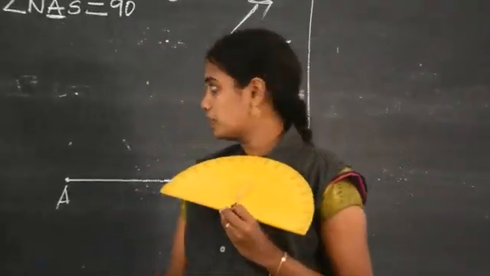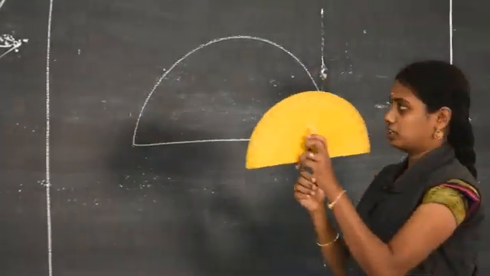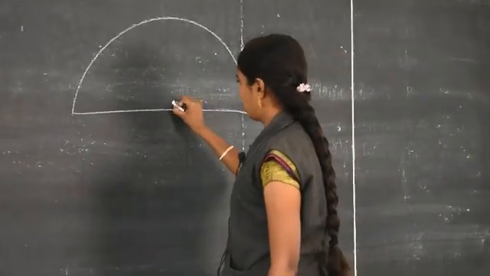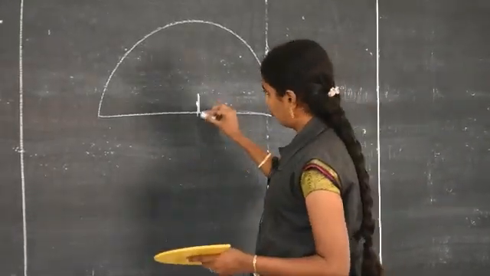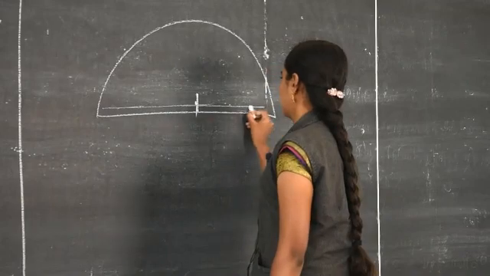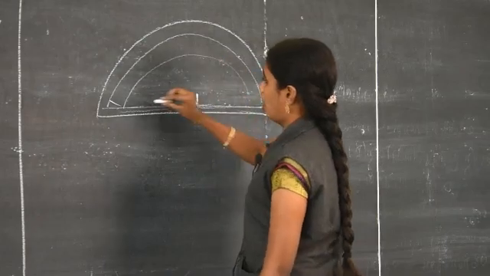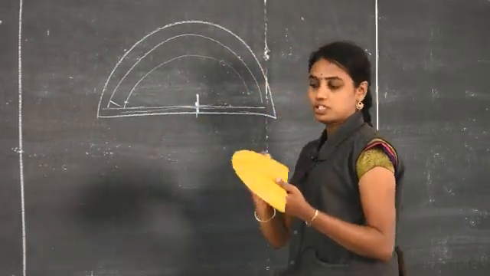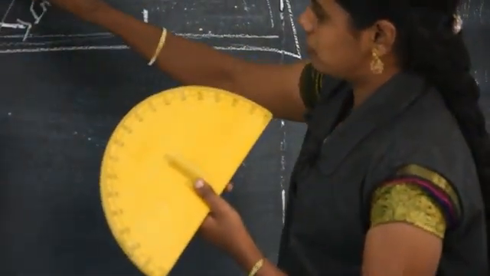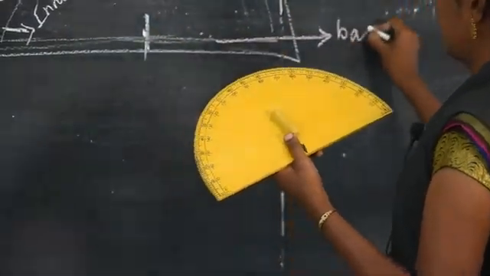Listen to me. In your protractor, we have a semicircle, yes or no? We have the center point, which will be bold like this. This is the center, and the scale will be there. We have an inner scale and an outer scale. Here, this is inner, and this is the outer scale.